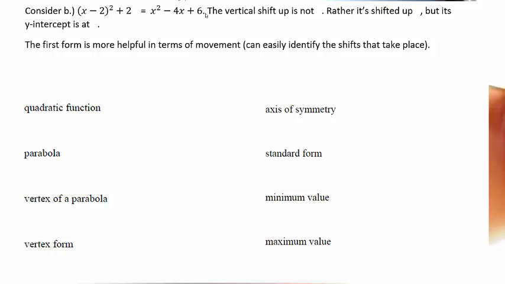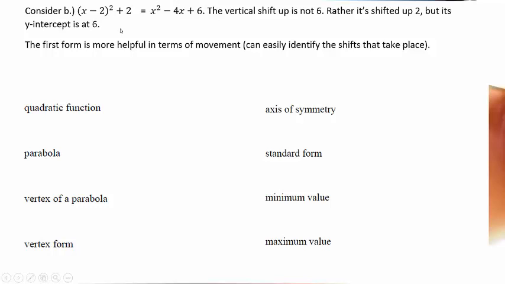All right, so we need to be careful when we see something in this form. This is actually standard form. Standard form does not show you your vertical shift, okay? So you don't want to say, oh, it went up 6. Rather, we can tell from the original form it's actually shifted up 2. So it's right 2 and up 2. The good news about standard form is it tells you the y-intercept. So the y-intercept is 6.